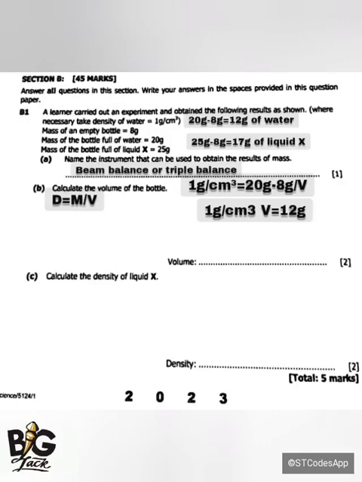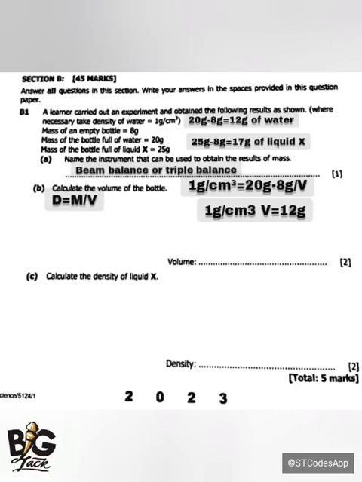12 grams. Then from there now, since I'm looking for volume, which is V, I'm going to divide by 1 gram per centimeters cube. So gram per centimeters cube and gram per centimeters cube, they are going to cancel each other. Then here I'm going to remain with what? V, which is the volume. So my volume is going to be 12 grams divided by what? 1 gram per centimeters cube.